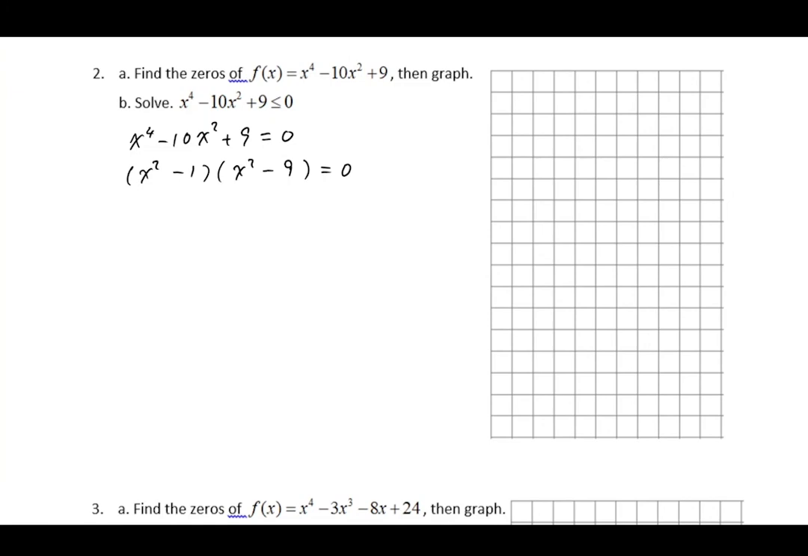And then both of these are differences of squares. So it will work out to be x plus 1, x minus 1 here, and then x plus 3, and then x minus 3 here. Okay, so our zeros are, let's write them in ascending order, negative 3 and negative 1, and then positive 1 and positive 3. Okay, let's start plotting those.